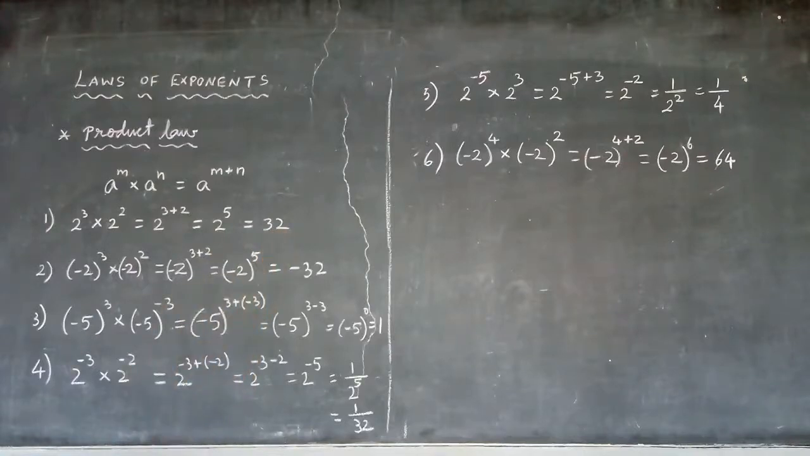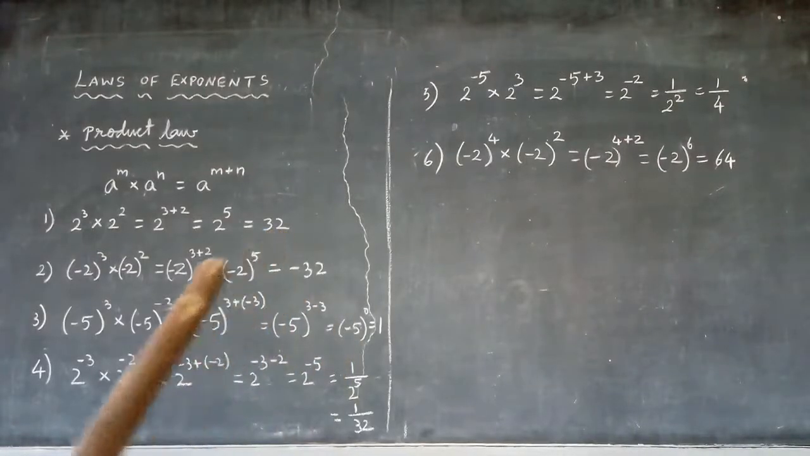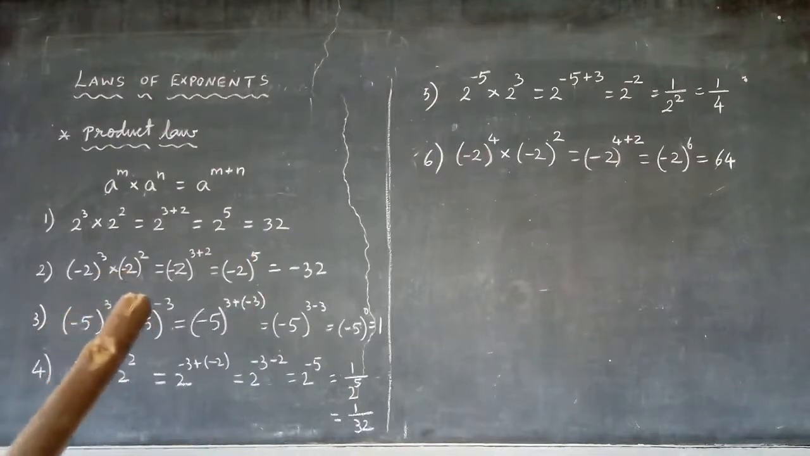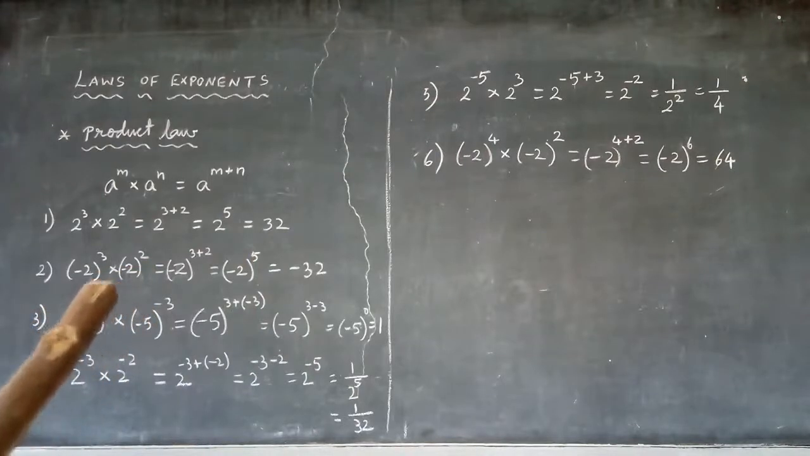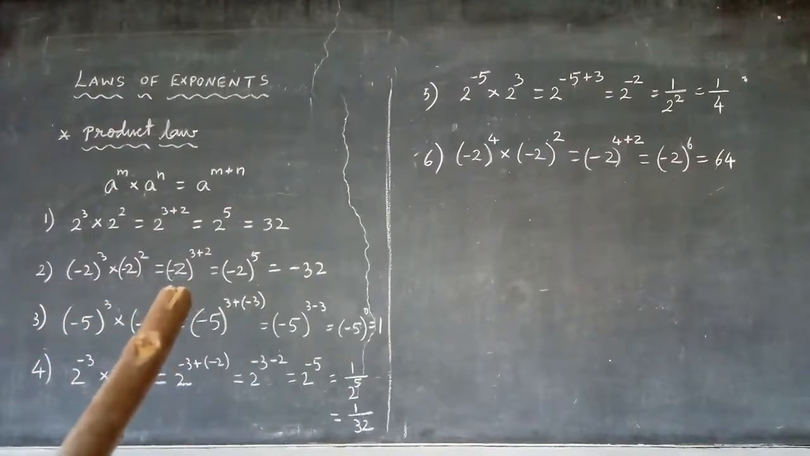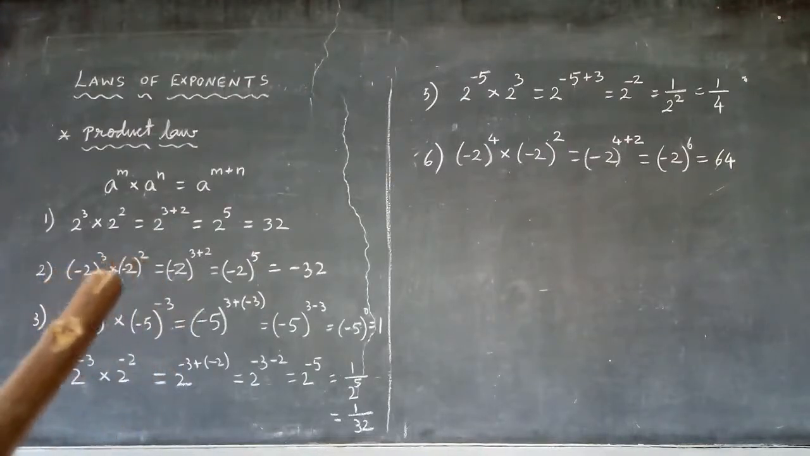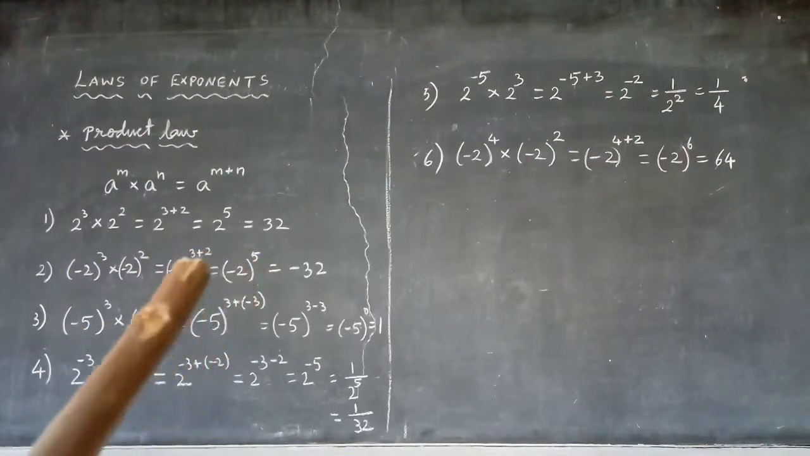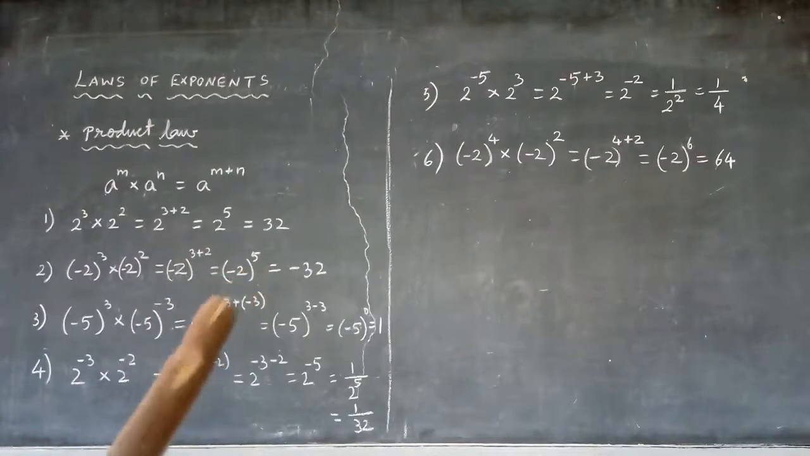2 power 5 means we have already learned 2 into 2 into 2 into 2 into 2. 5 times we will be multiplying 2. The value is 32. In the last video we have learned that. See the next question. Minus 2 power 3 into minus 2 power 2. The base is negative, minus 2 in both, so we write the base minus 2. Now we add the exponents 3 plus 2. So minus 2 power 3 plus 2 is 5.